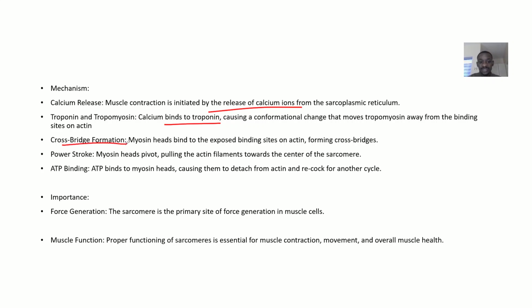Cross bridge formation: myosin heads will bind to the exposed binding site on actin, forming cross bridges. The power stroke: myosin heads pivot, pulling the actin filaments towards the center of the sarcomere. ATP binding: ATP binds to the myosin heads, causing them to detach from the actin, then recock for another cycle.